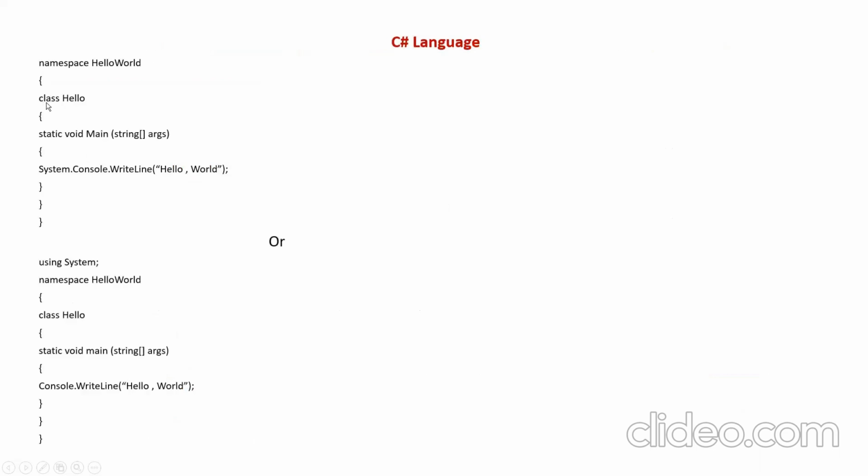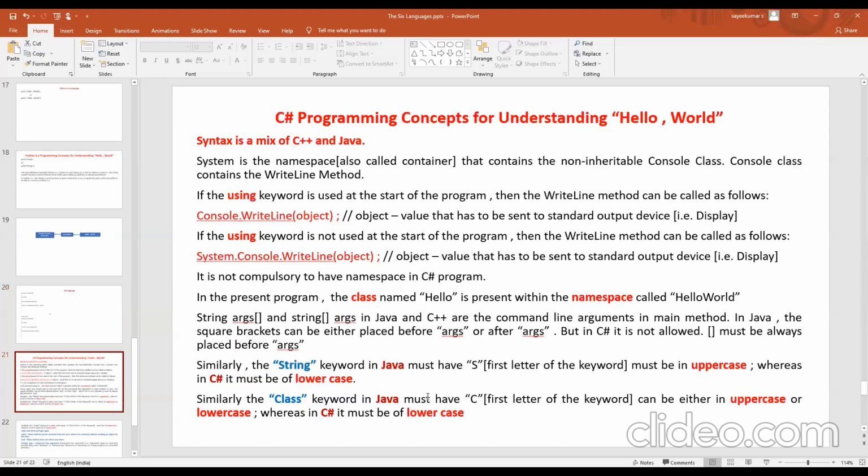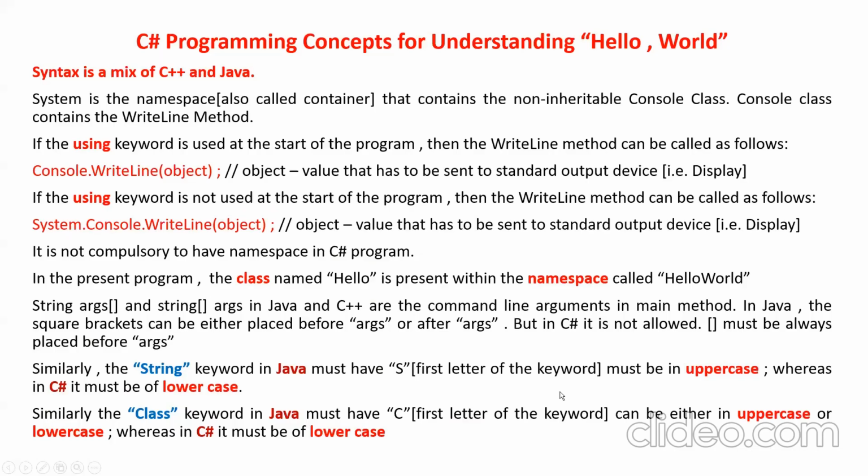Similarly, the class keyword in Java can be either in uppercase or lowercase, all the 5 letters of class. But here in C sharp, it must be compulsory in lowercase. Sorry, this is a slight change over here. In Java, the first letter of the keyword can be in uppercase or lowercase, whereas in C sharp, it must be compulsory in lowercase. If you make a change in it, you will again get an error.